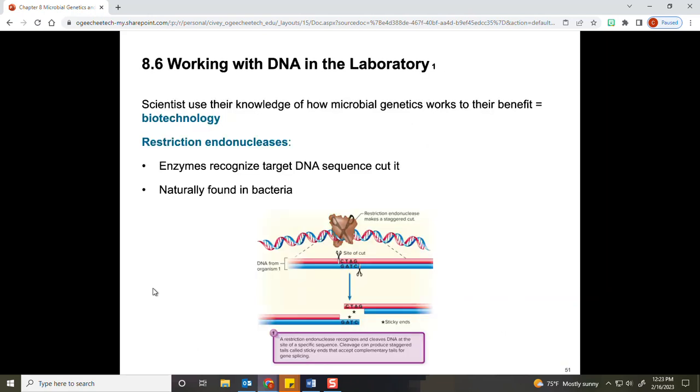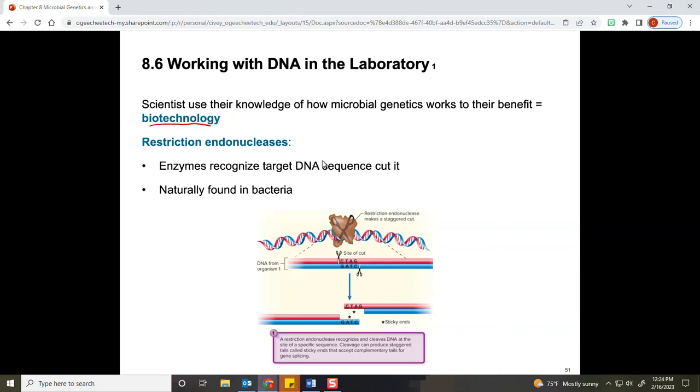Finally, working with DNA in the laboratory, this is our last section. So in the lab, scientists use their knowledge of genes and how things work to their benefit, and that's what biotechnology is. So in this section, we're going to be very brief. My goal is for you to know essentially the function of some of these technologies and not all the ins and outs necessarily of how they work.